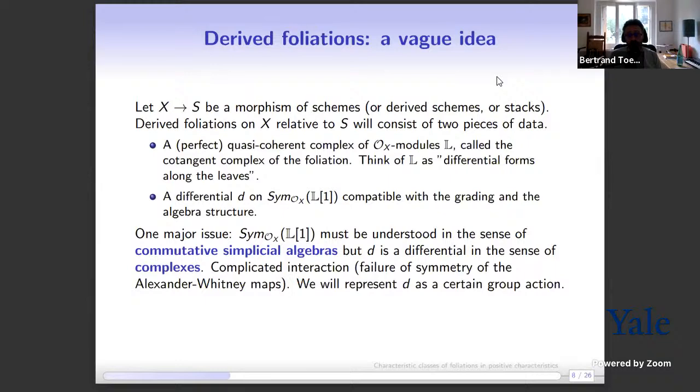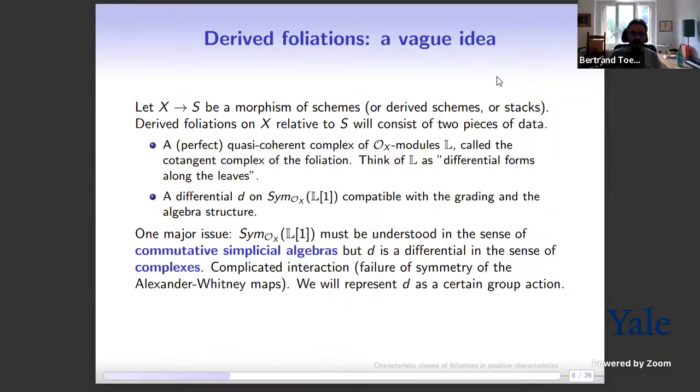So the idea here is to represent this D as a group action. We're not going to talk about the differential anymore, but we're going to take this symmetric algebra as a simplicial algebra, take its spectrum as a derived scheme, and say that on this derived scheme we have a group action of a certain very explicit group, and that this group action represents the de Rham differential, this differential D.